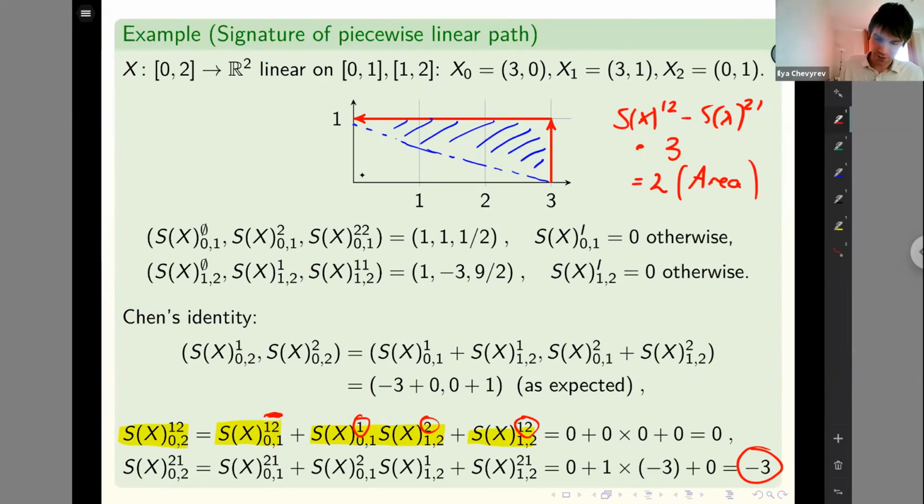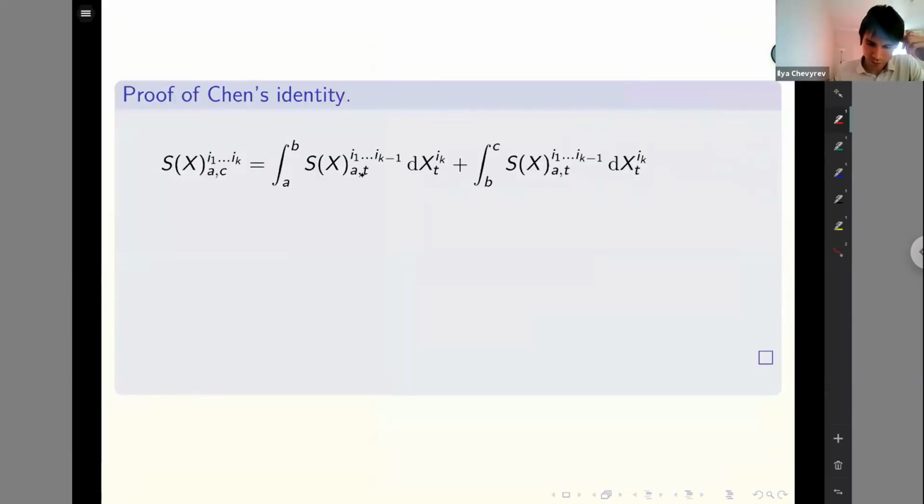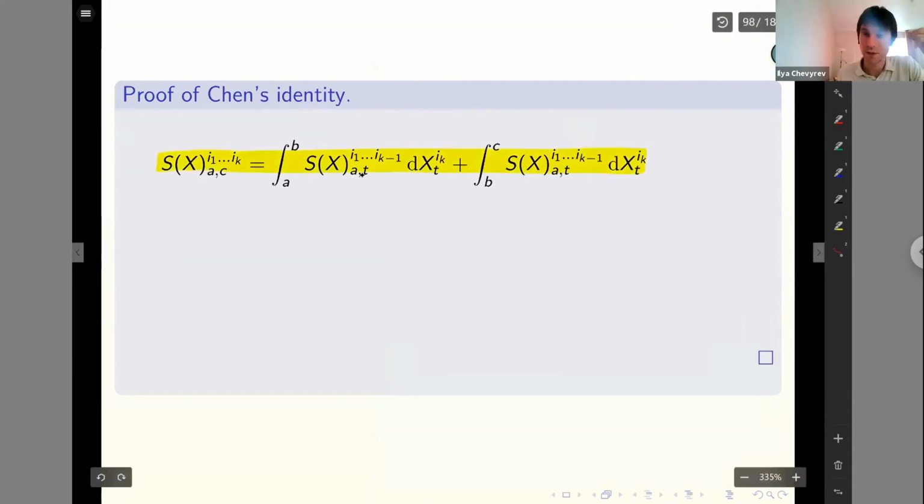Okay. Having presented this example, I want to go over again the proof of Chen's identity. As before, we start off with the definition of the signature, and we straight away break up the time integration from A to C into two parts, A to B and B to C. So we write out this signature as a sum of 2 integrals. The integrands are identical; we have only broken up the integral.